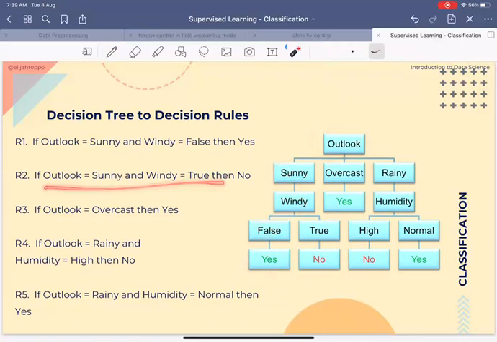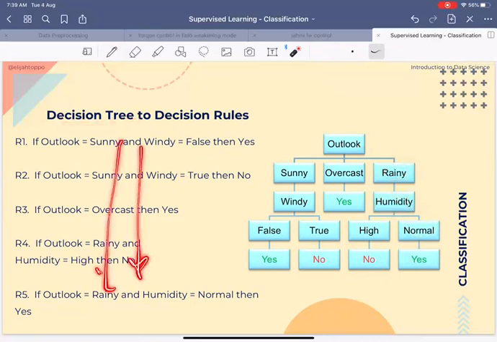Rule 2 would be if outlook is sunny and windy is true, then play golf is no. Rule 3, if outlook is overcast, then we play golf as yes. Rule 4, outlook is rainy, humidity is high, then no. Otherwise, outlook is rainy, humidity is normal, then yes. Okay. So we can simply take a decision tree and convert that into decision rules.